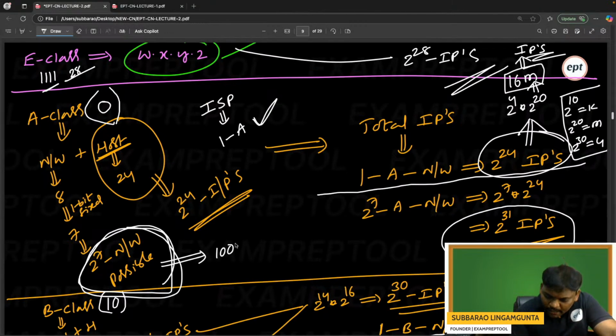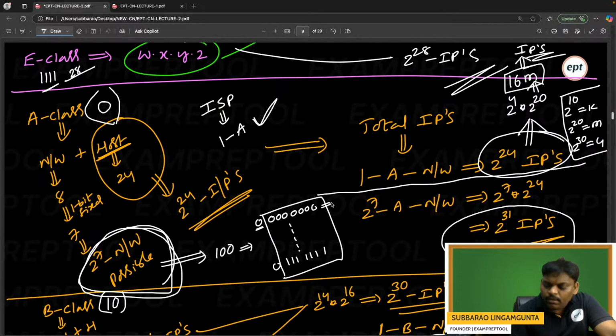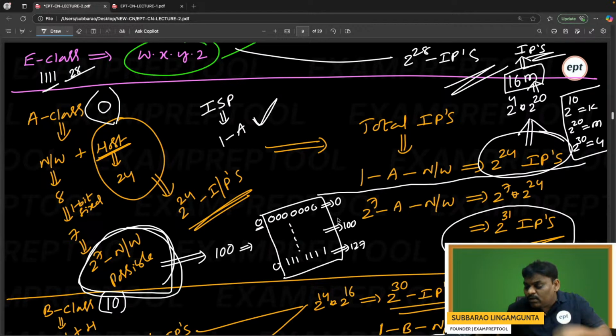Let me write one small line. One bit is fixed, and the 7 bits go from 7 zeros to 7 ones. This bit is fixed, and it may be 0. The last one is going to be 127. 100 is somewhere in between, it is here. So 2 power 7, that is 128 class A networks, are possible.